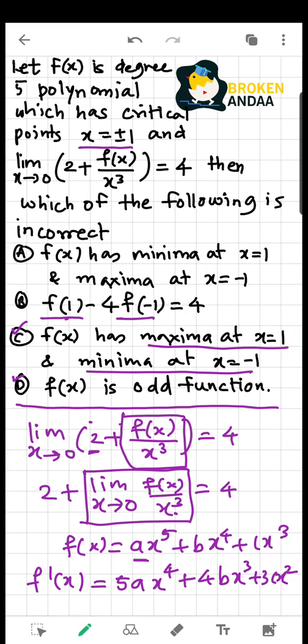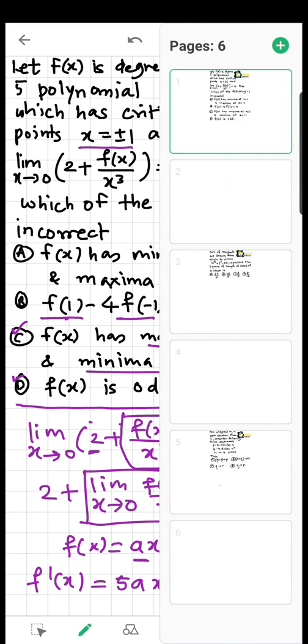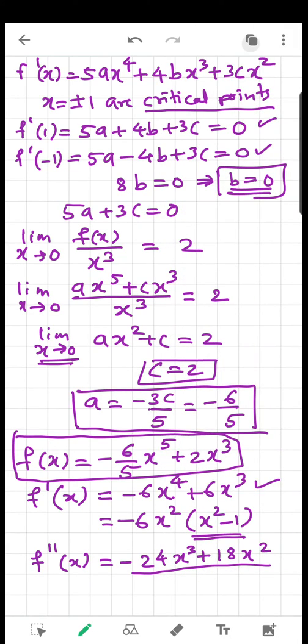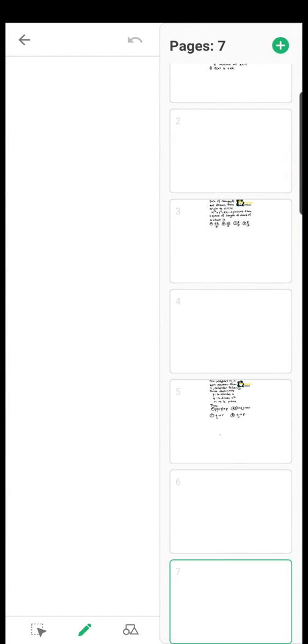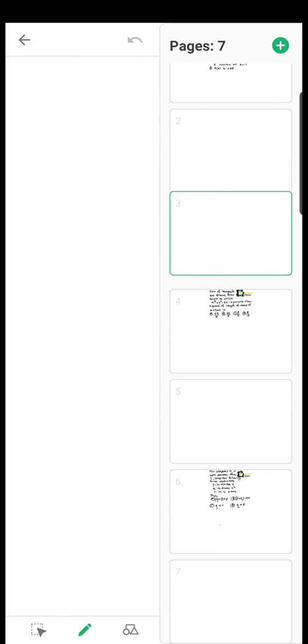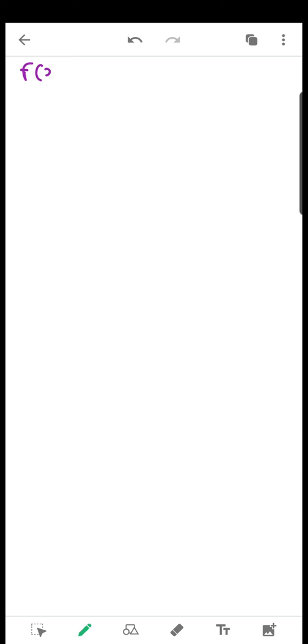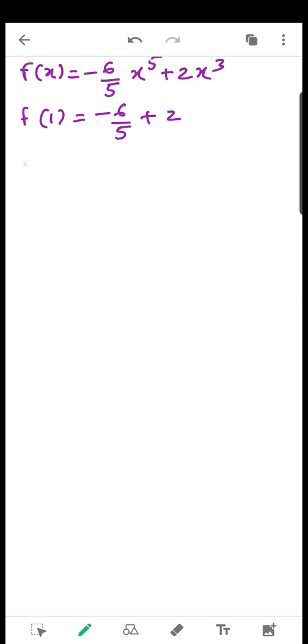So let's find the value of f of 1 and f of minus 1. How will we find it? We already have f of x as minus 6 by 5 x to the power 5 plus twice x cube. So what is f of 1? F of 1 is minus 6 by 5 plus 2, and what is f of minus 1? It will be plus 6 by 5 minus 2. You can do it quickly.